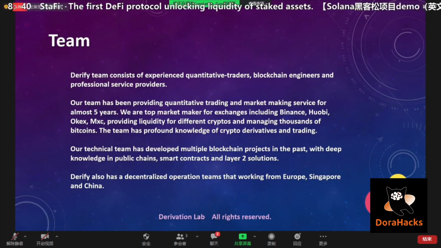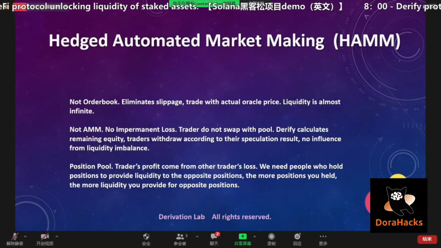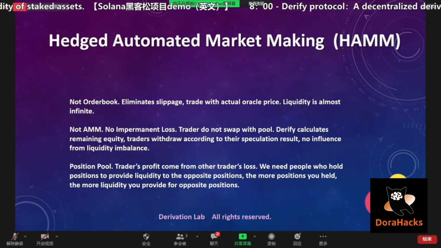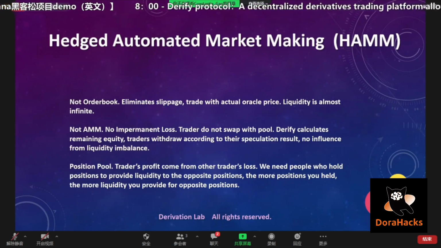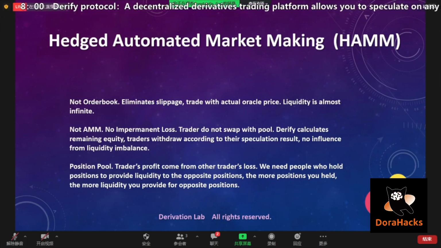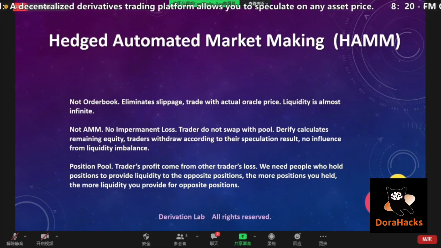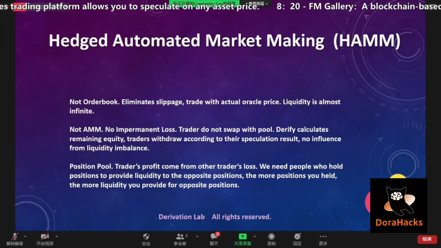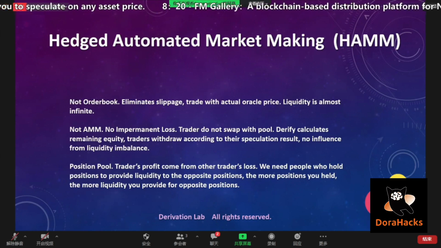Let's jump into our system. We have a hedged automated market making system, or HAMM, a specialized upgrade from order book and AMM. It's like AMM, but it's not order book. It eliminates the slippage you get when using an order book, because with an order book it is very likely that your orders cannot find a proper match, so you cannot trade. You will only be trading with the actual Oracle price. That's why your liquidity is almost infinite, because you can always trade and find a proper market taker, and you will always get the price you see.